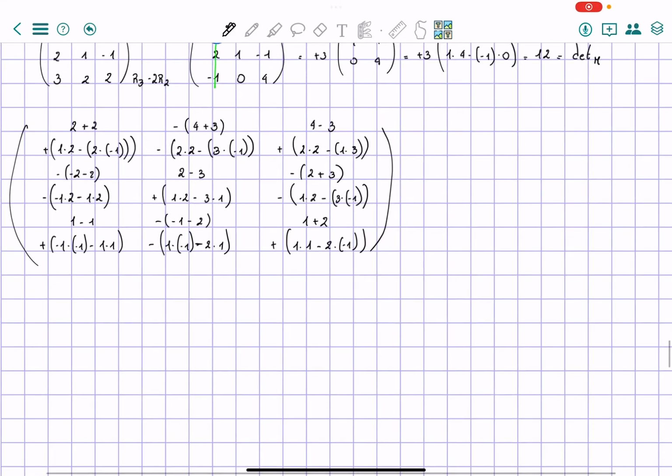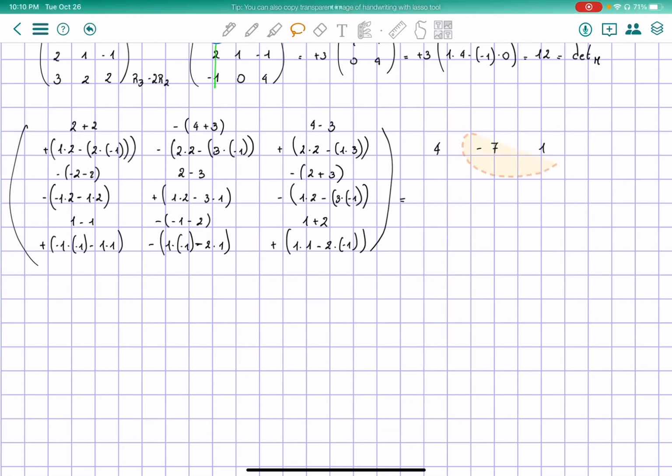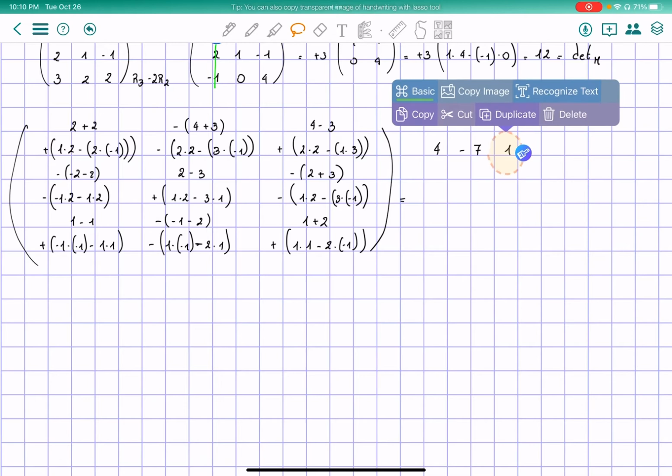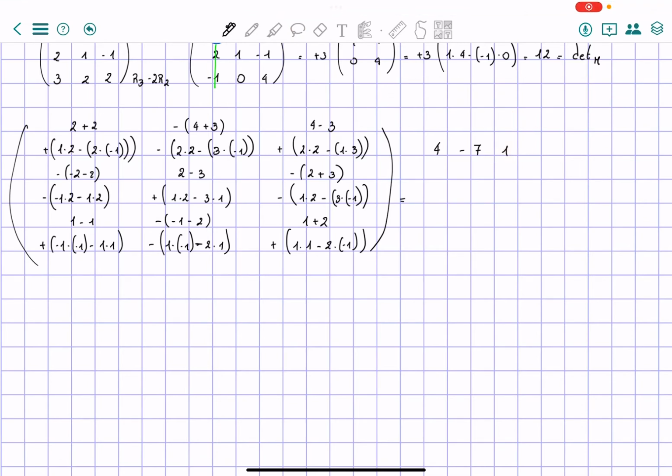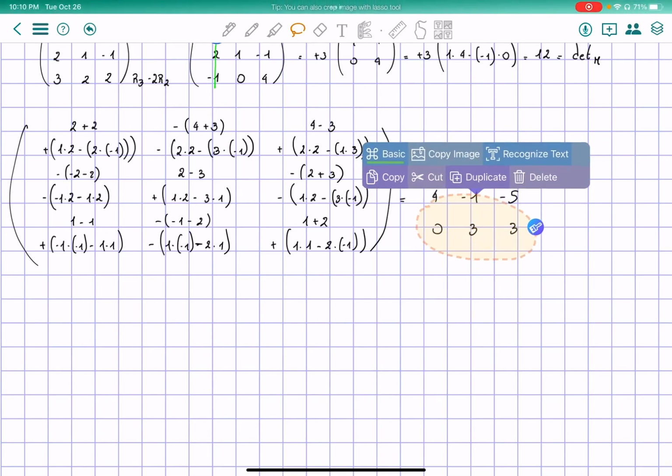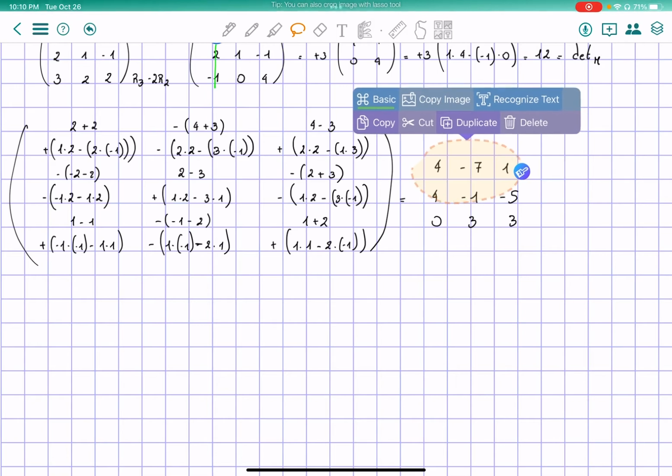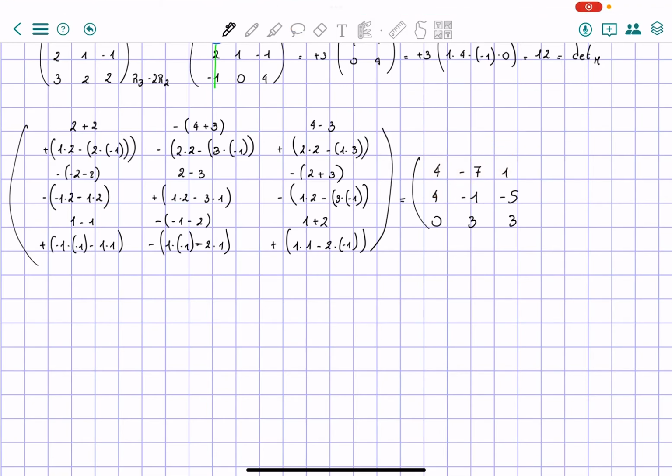So let's rewrite it. We're going to have 4 over here, minus 7, 1. Then we write everything closer together, so we get to see it in a single look. Then 4, negative 1, negative 5, and 0, positive 3, and 3. Let me get this closer. First one and this one. Okay, and this is our final matrix called C.